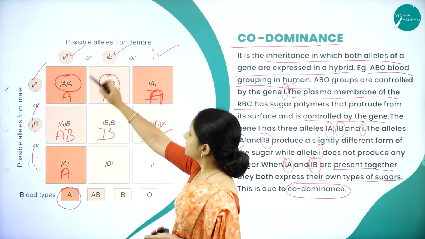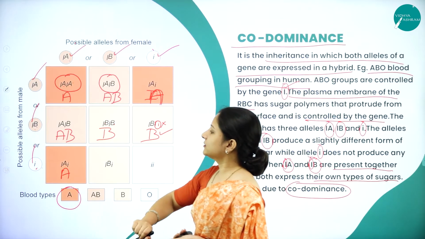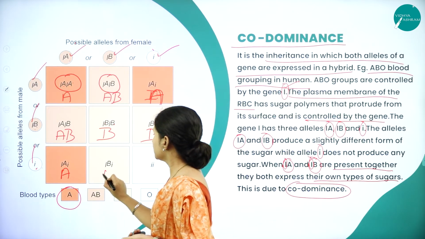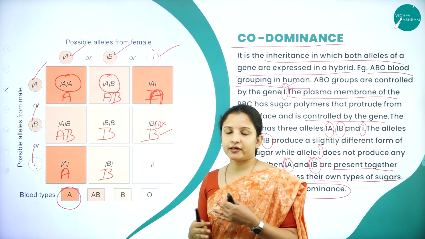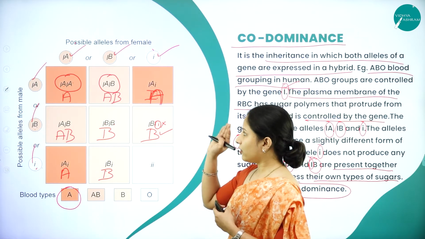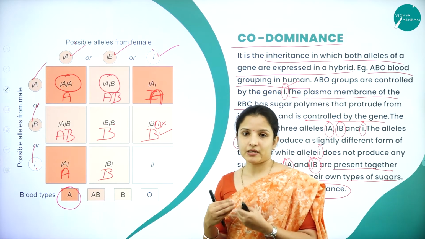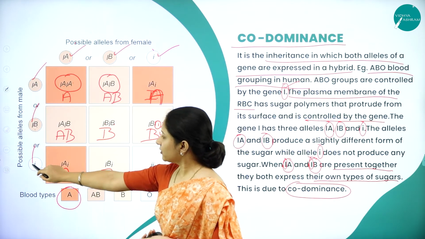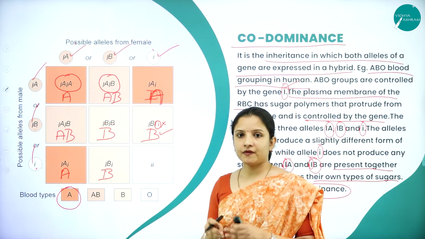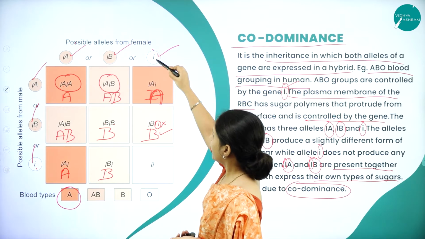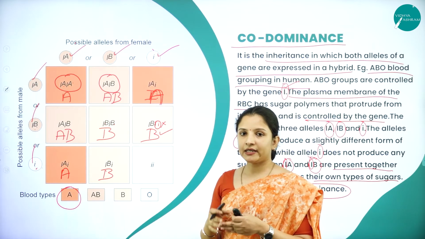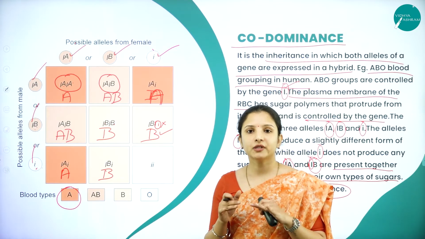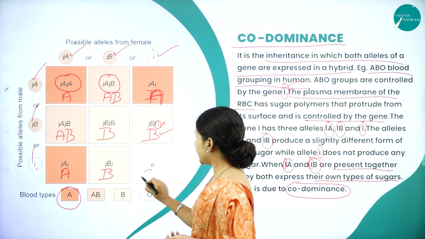So if the male parent has the recessive I and the female parent has dominant IB, then again, be it a male parent or the female parent, no problem. It always depends mainly on the recessive allele. So here the blood group will be B. And if the male parent has a recessive allele I, and the female also has a recessive I, you should remember, no sugars will be produced on the plasma membrane of the red blood cells. Therefore, the blood group will be O.